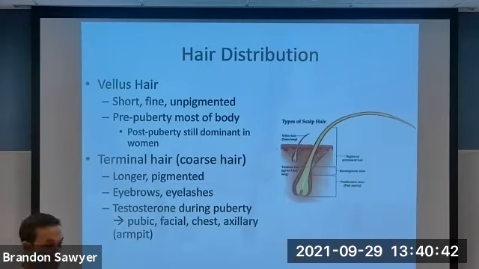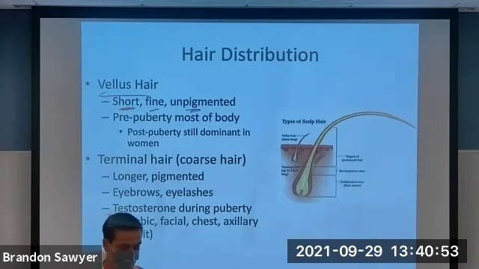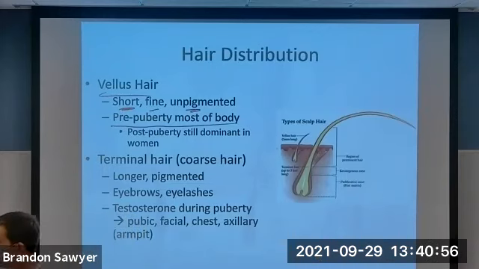Okay, a couple of things about the way hair is distributed. We have two primary categories of hair type, vellus hair or terminal hair. Vellus hair is the very short, fine, unpigmented hair. Pre-puberty, most of our body hair is vellus hair. And most body hair in women post-puberty is still dominated by vellus hair, not all. Then terminal or more coarse hair is hair like pubic hair, hair on our eyebrows, eyelashes, as well as the hair on our heads. And there's varying levels of thickness and stiffness of the vellus hair or of the terminal hair.